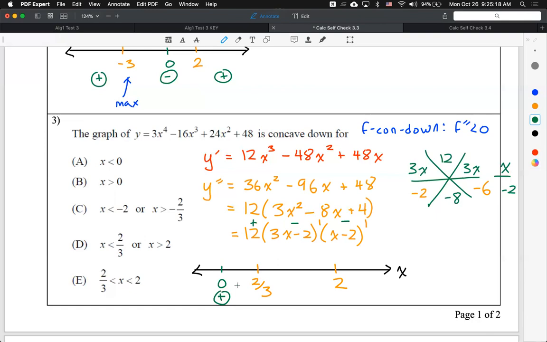And we know that it's going to switch signs because it's an odd power. So we can say this is going to be a negative, and then it's going to switch back again to a positive. Okay, so we're looking for what's concave down. That means it's less than 0, as we defined earlier. That's between positive 2/3 and 2. It looks like the correct answer here is E.